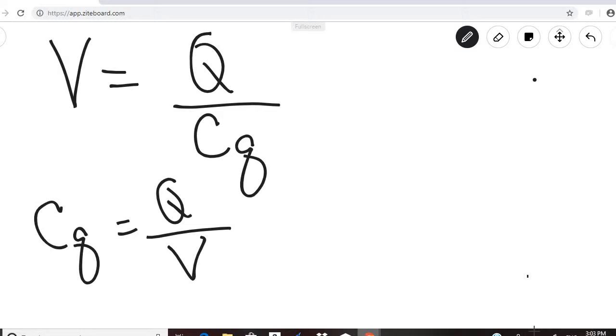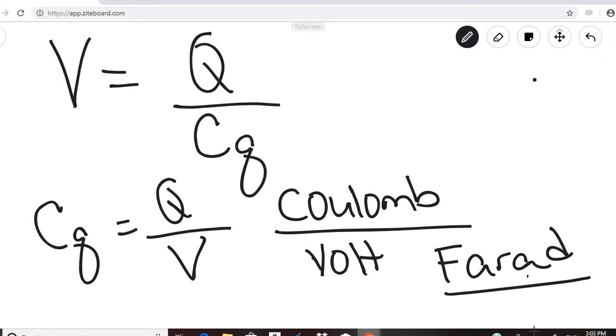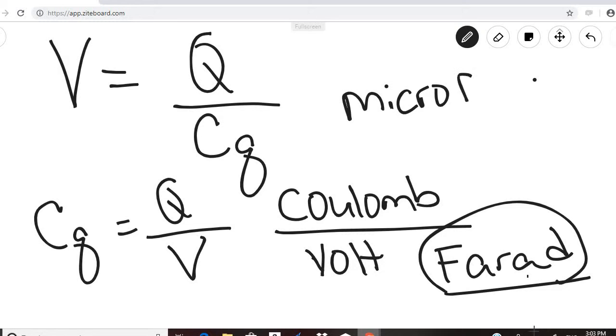So if we look at the units that are involved here, the unit for Q is coulombs, and well, we know that the unit for electric potential is a volt. So we have a coulomb over a volt, and that is called a farad. It's named after Michael Faraday. Now this is a pretty big unit, so often we will actually look in microfarads, but it's a coulomb over a volt.